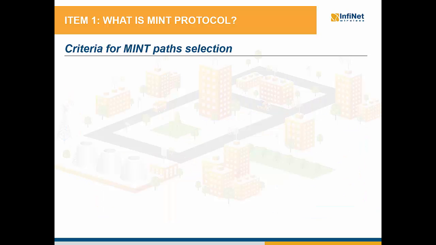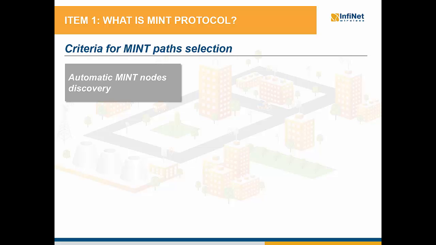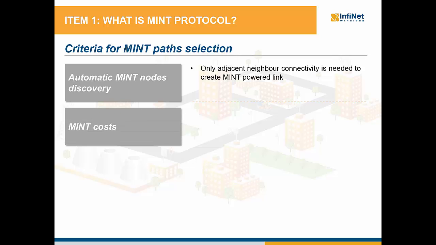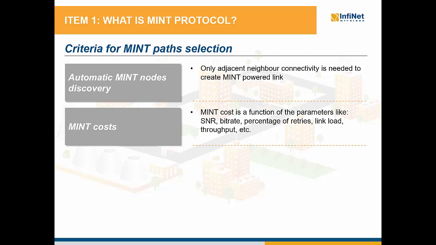Now, what is the criterion for moving the packets from one node to another node? First of all, the MINT nodes in a MINT network discover each other in the background, and all this process is done automatically. Once a new node is available in a MINT network, it will learn its neighbors, and also it will send the information about itself to its neighbors. So this is the first step, and then the MINT protocol calculates the MINT costs. MINT costs are like OSPF costs in the OSPF routing protocol.